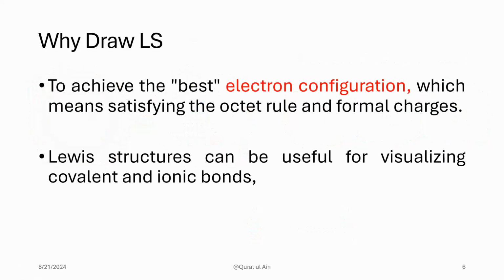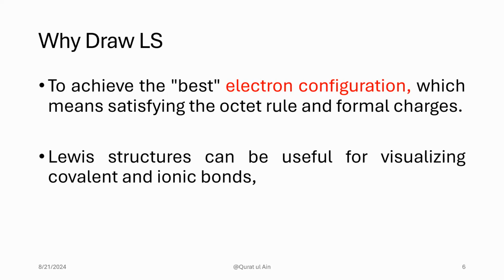Now we have to discuss why this Lewis structure is important, and why we are very concerned with drawing the structure of a molecule as a Lewis structure. The Lewis structure is important to get the best electronic configuration, and it is useful for visualizing what type of bond is present between atoms in a molecule, either a single bond, double bond, or triple bond.